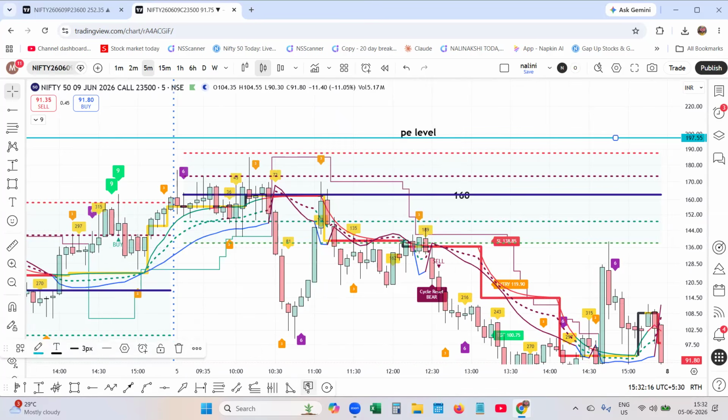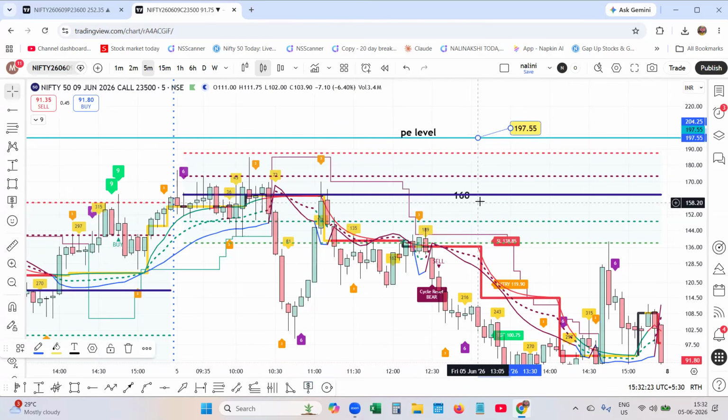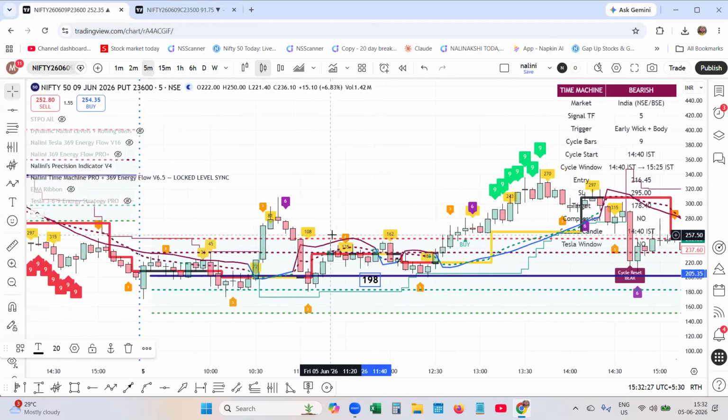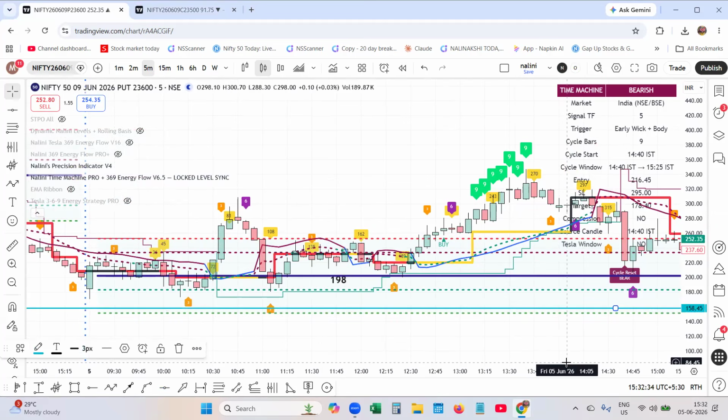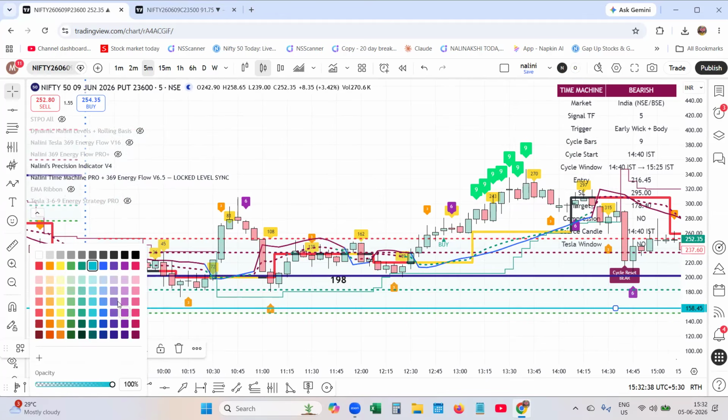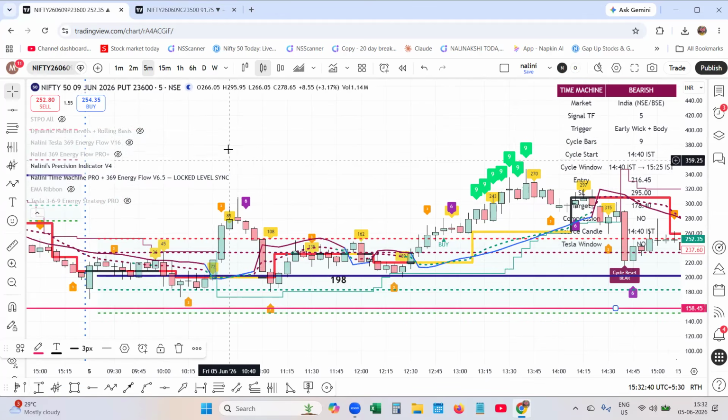198. If you can put a price note also there so that it is visible. Now come to the put option. Put 160 on this chart. Okay. Let me change the color. Let me make it red.